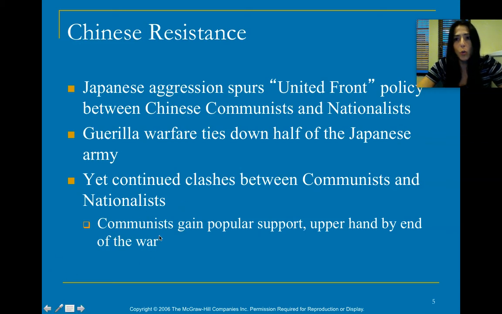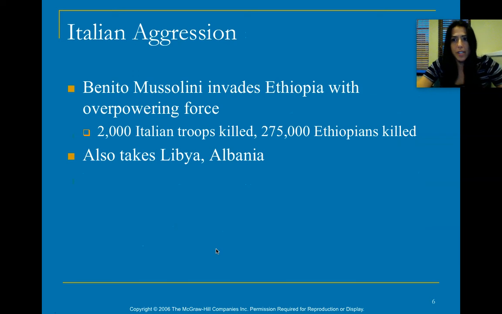Now, towards the end of the war, the communists have become very popular for some types of land reform that they tried to introduce with the peasants and for standing up against the Japanese. And so at the conclusion of the war, the communists were poised to take over China. Okay, and we'll stop right there for now.